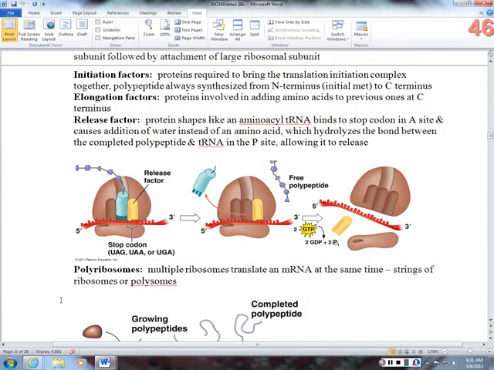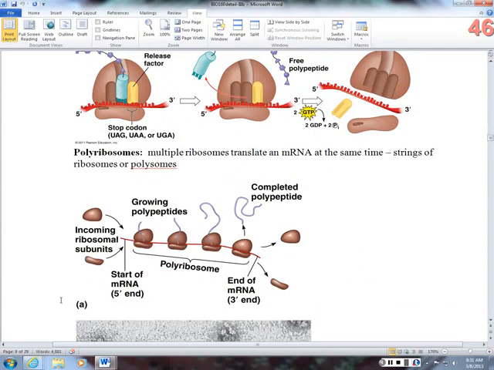So this is again showing it. This release factor comes in and it's going to help get this moving to chuck it out the back end. The ribosome separates. Now you've got this free mRNA floating around again. You've got the free polypeptide that's going to go off and do its job.